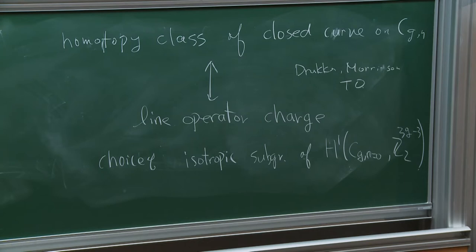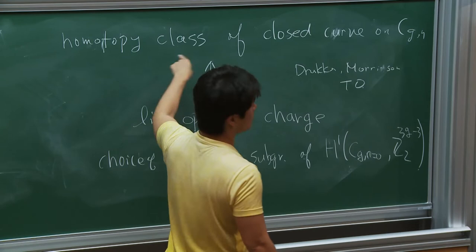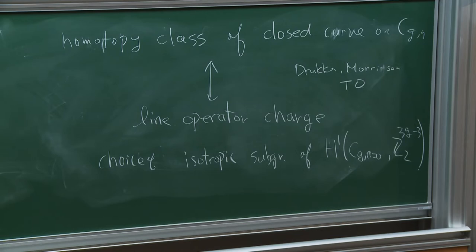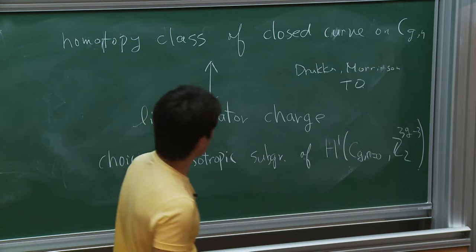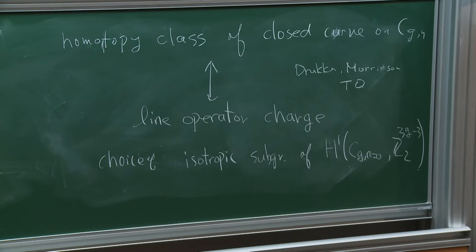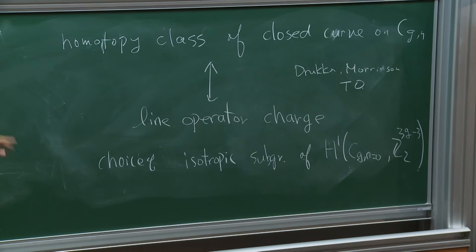Okay. So this is homotopy, not homology. So these are the line operator charges that make some non-commutative algebra. But you wrote the homology before. Yeah, so somehow this has something to do with the center. The structure of the algebra of line operators is more complicated than cohomology or the topological things. I don't see a direct relation.